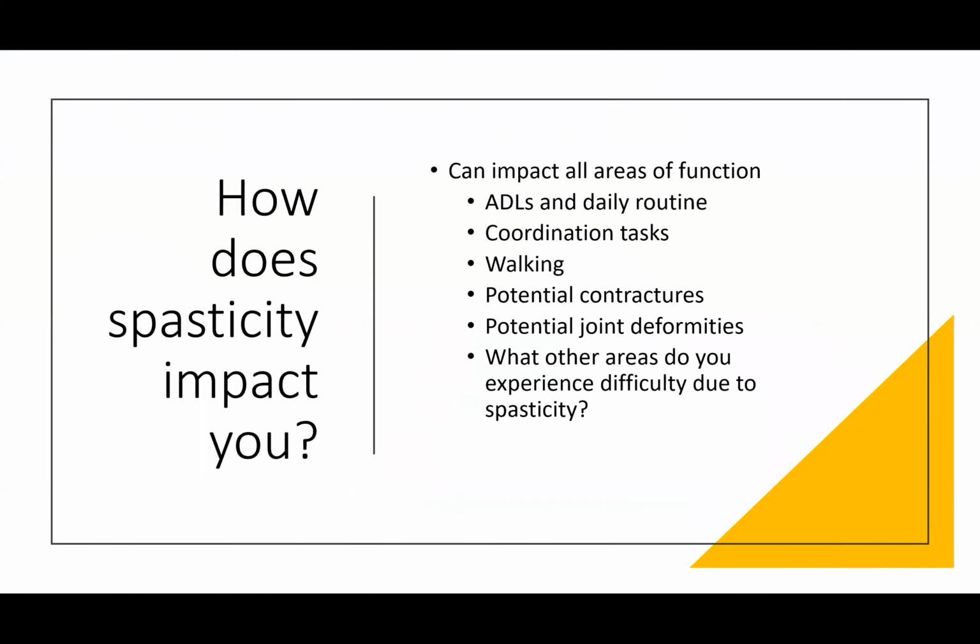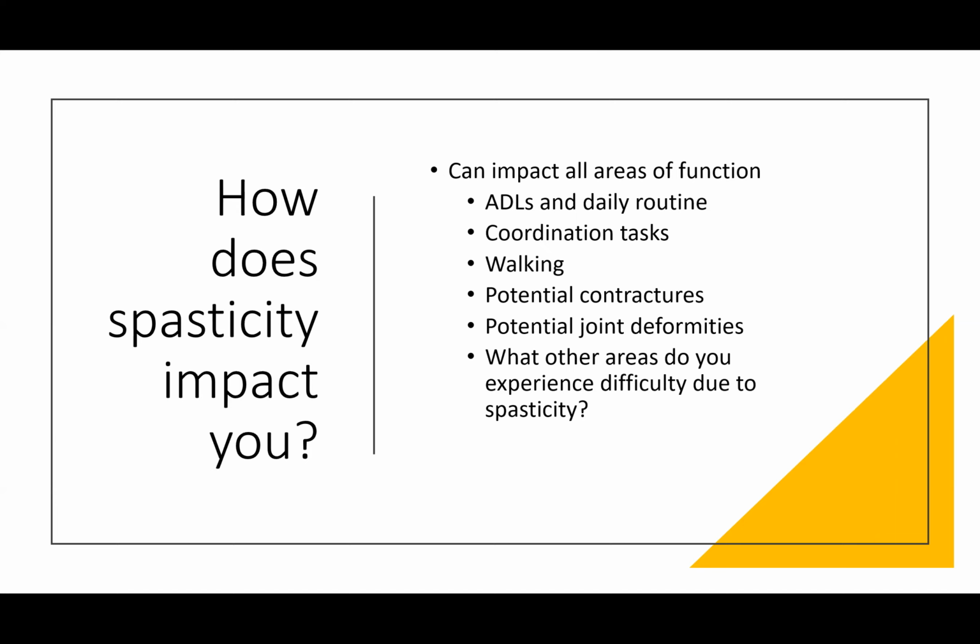So how does spasticity impact you? Spasticity, as you know if you're living with it, can impact all areas of function, whether that be your ADLs, your activities of daily living, so anything that you do throughout the day to take care of yourself, your daily routine. It can make coordination very difficult. It can impact your walking. And it's important to understand that having spasticity on a side of your body isn't limited to just your arm or your leg. You can have it from the top of your head to the tips of your toes. It can affect the entire side of your body.